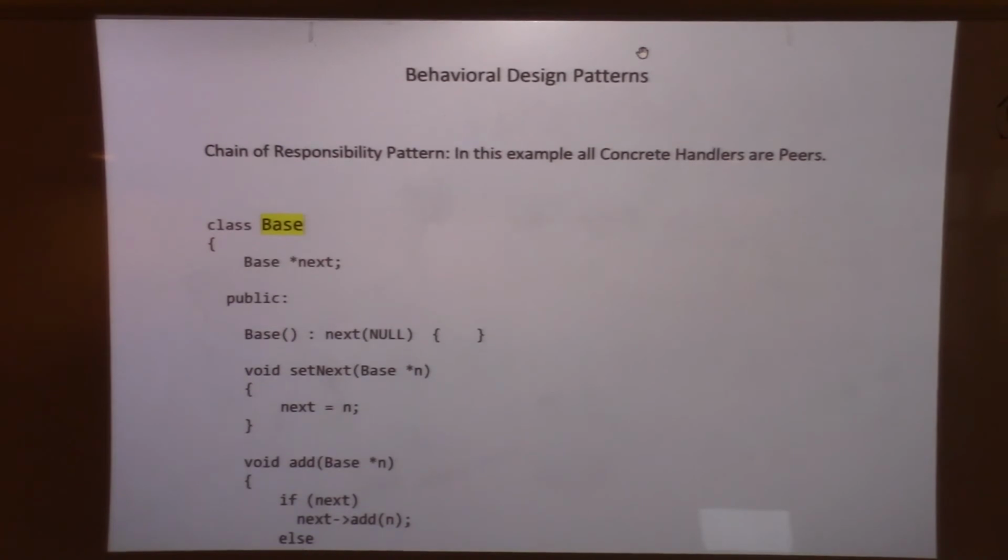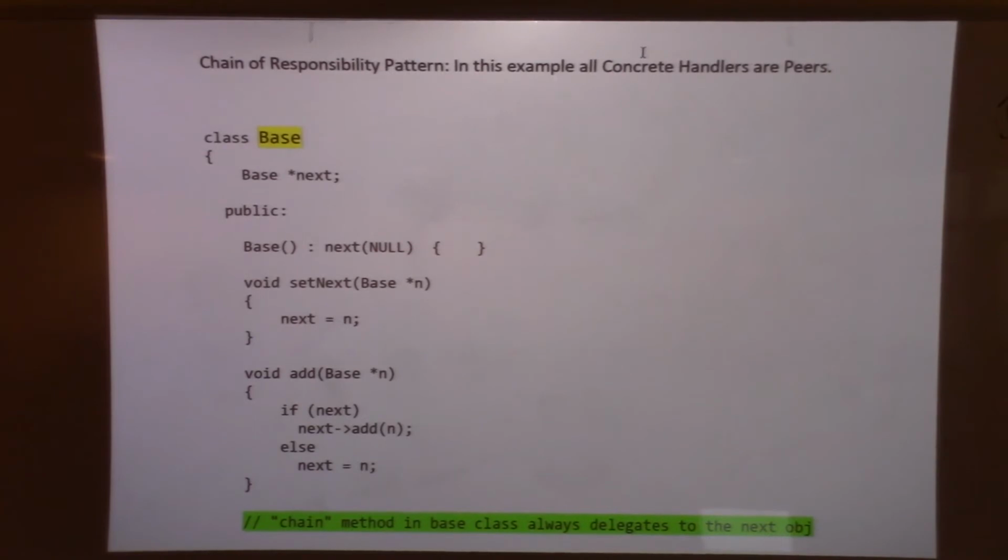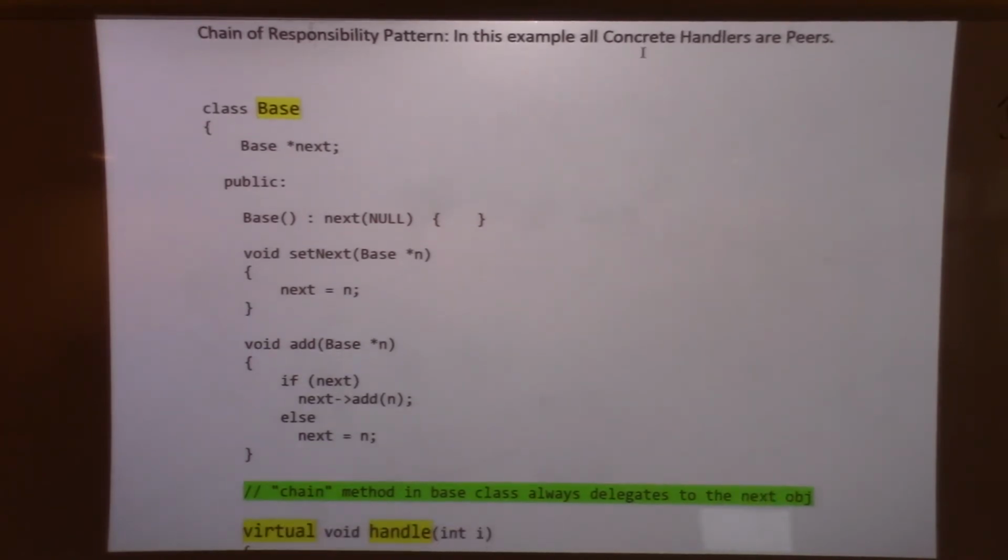So let's look at the example of peers. The first thing we're going to create is the base class. We're going to call this class base, and base has a pointer to another one of itself. When you construct the base, it sets next to null. Then set next can point to another base object, so next goes to n. By default construction it goes to null, but I can set it to something else if I want to.